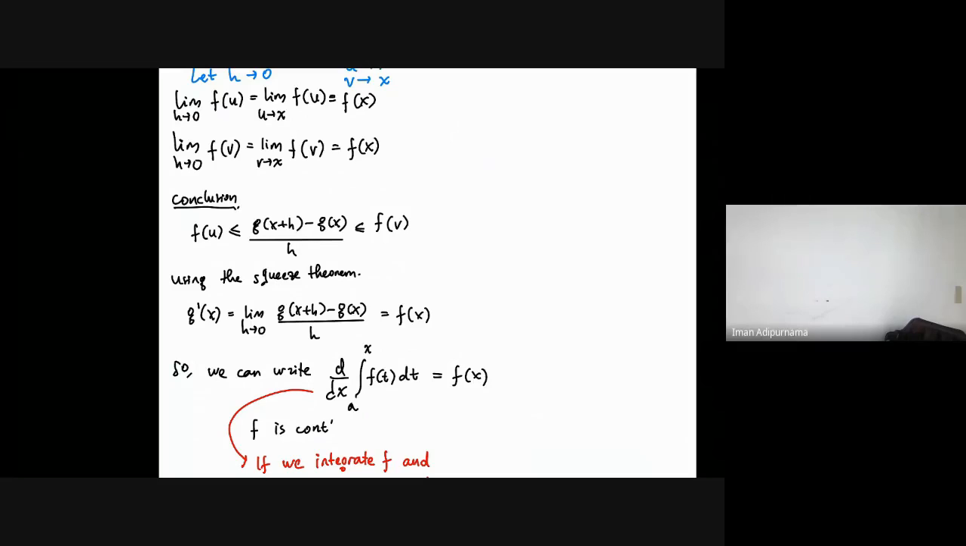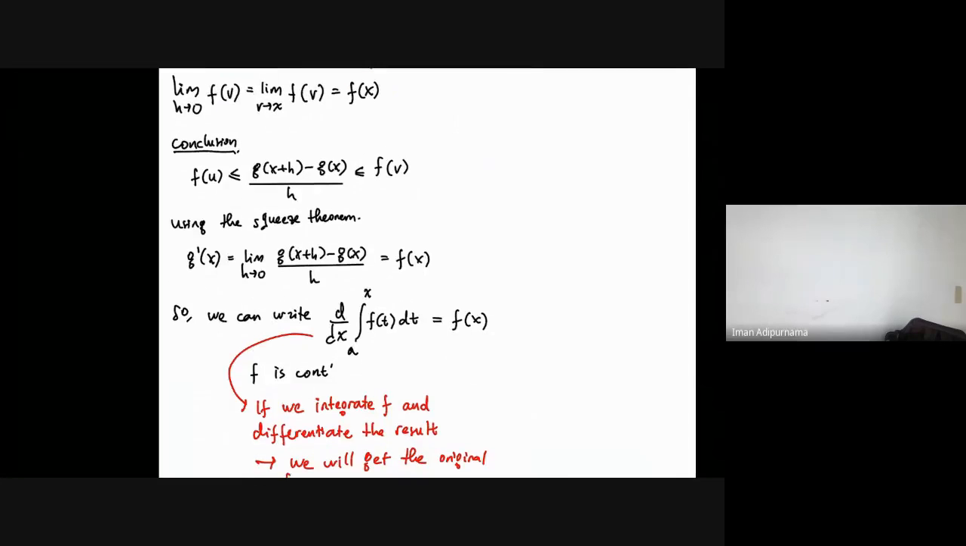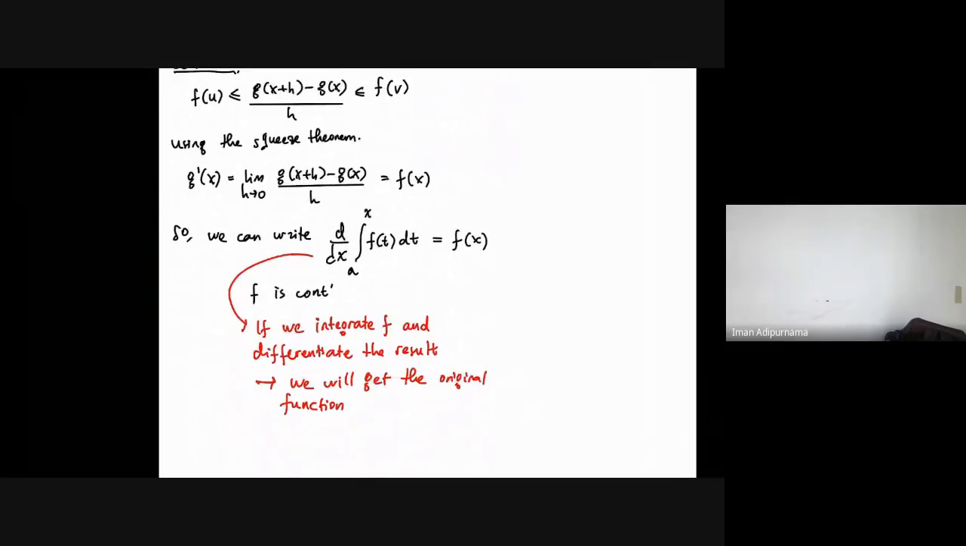So we can write the conclusion. This is the important thing. Every time you get this definition, the integral of f(t) dt from a to x, differentiate this, and you will get f(x). This is the conclusion. So if we integrate f and differentiate the result, we will get the original function f(x). Basically, the fundamental theorem of calculus is just this expression.